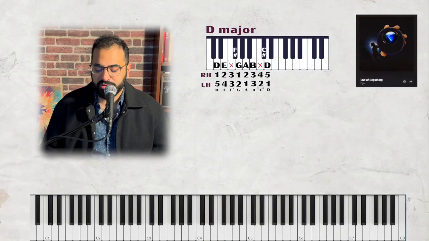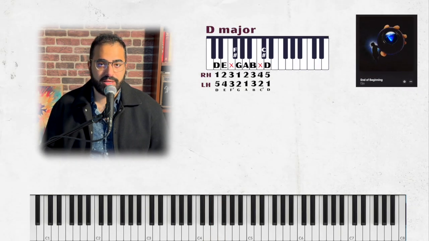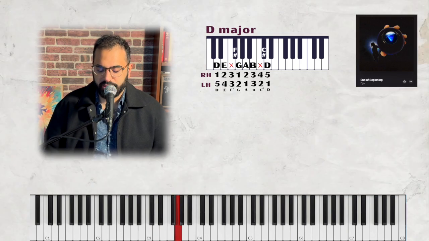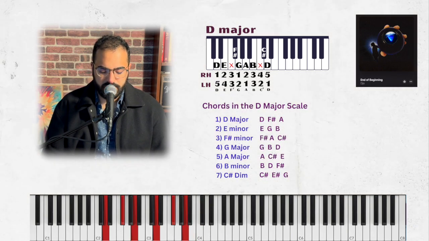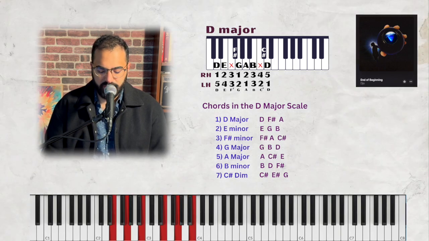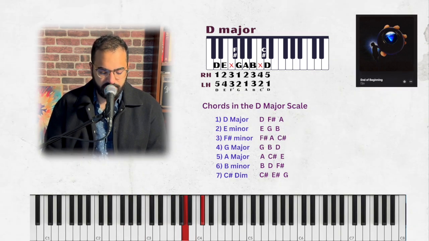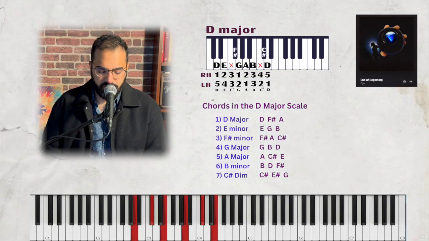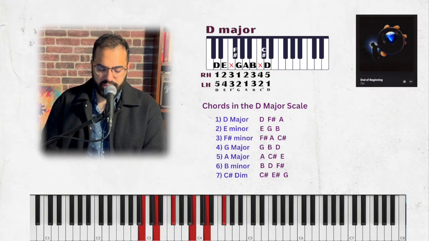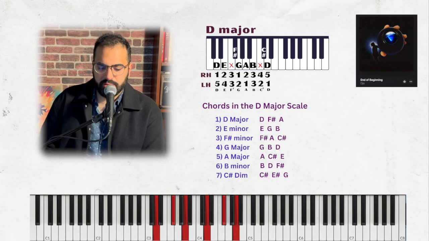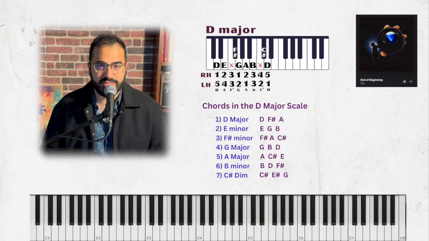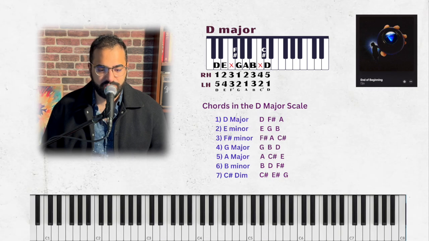Cool. So I figured out the melody, and based off the notes in the melody, I realized that we're playing in the D major scale. In the D major scale, we have 7 chords: D major, E minor, F sharp minor, G major, A major, B minor, C sharp diminished, and then D major. And he's using a few of these 7 chords. So let's figure out which ones.